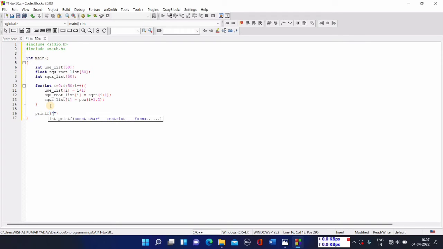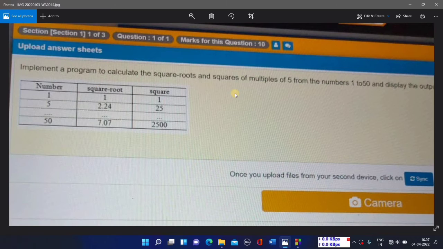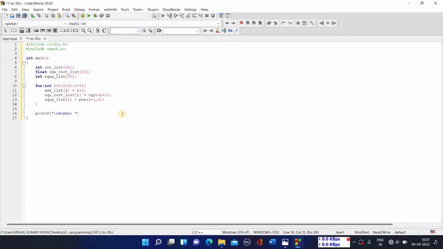Printf \n. Actually, what I'll be doing is I'll be trying to make this type of table. Now I have my numbers 1 to 50. I even have their square roots and their square values. So all I need to do is make this table. That is what I'm going to do.